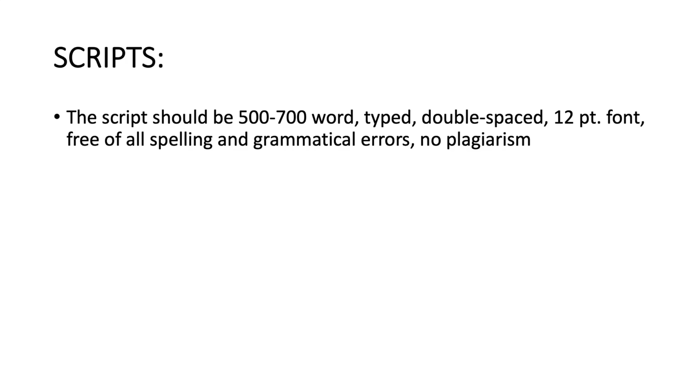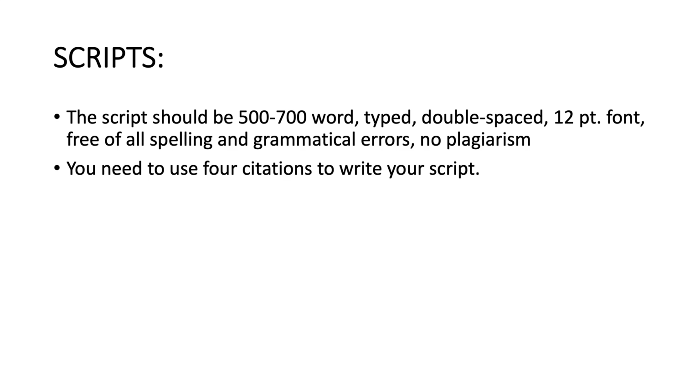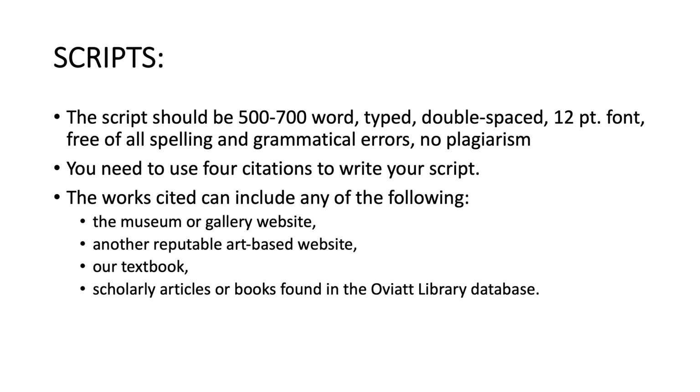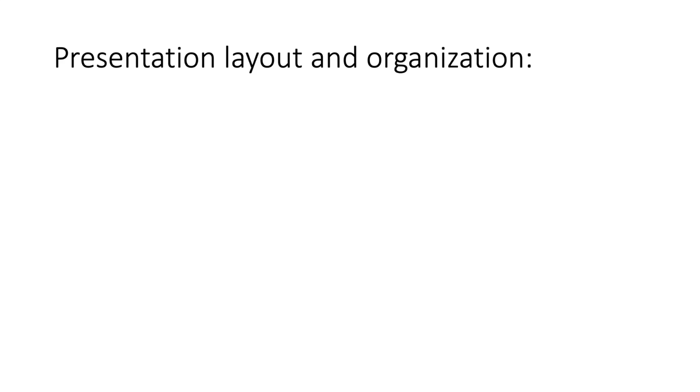Scripts. The script should be 500 to 700 words, typed, double-spaced, 12-point font, free of all spelling and grammatical errors, with no plagiarism. Please cite any source that you use in your paper. You need to use 4 citations to write your script. The works cited can include any of the following: the museum or gallery website, another reputable art-based website, our textbook, and scholarly articles or books found in the Oviatt Library database. You need at least one of those.